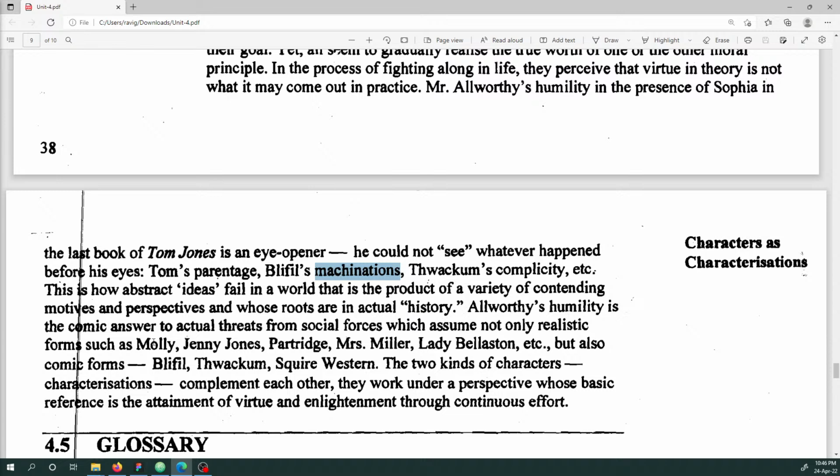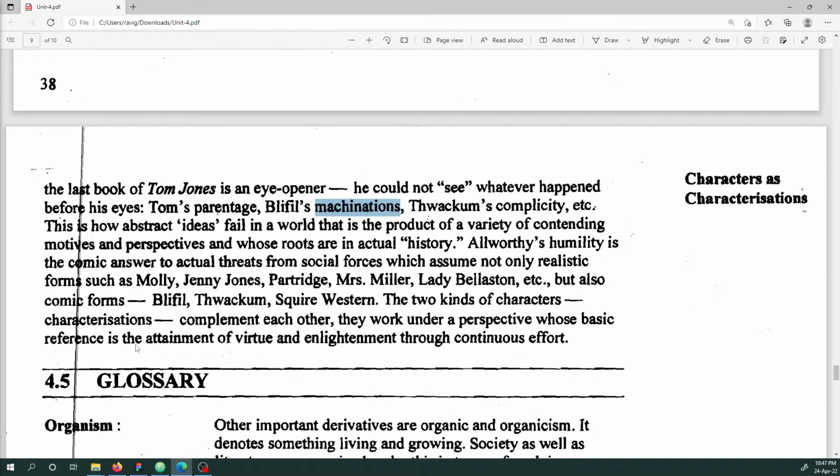Allworthy's humility is the comic answer to the actual threats from the social forces, which assume not only realistic forms such as Molly, Jenny Jones, Partridge, Mrs. Miller, Lady Bellaston, etc., but also comic forms: Blifil, Thwackum, Squire Western. The two kinds of characterization complement each other. They work under a perspective whose basic reference is the attainment of virtue and enlightenment through continuous effort.